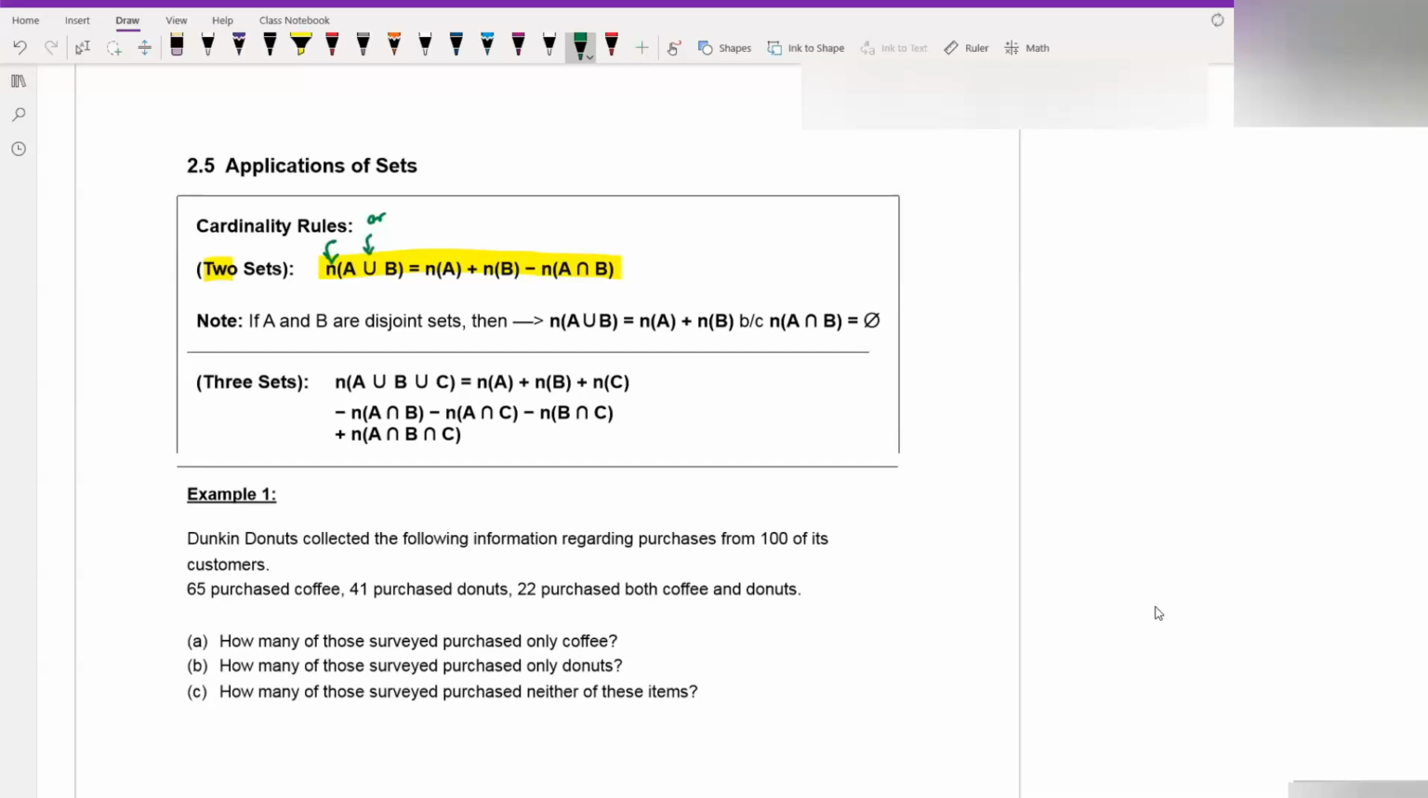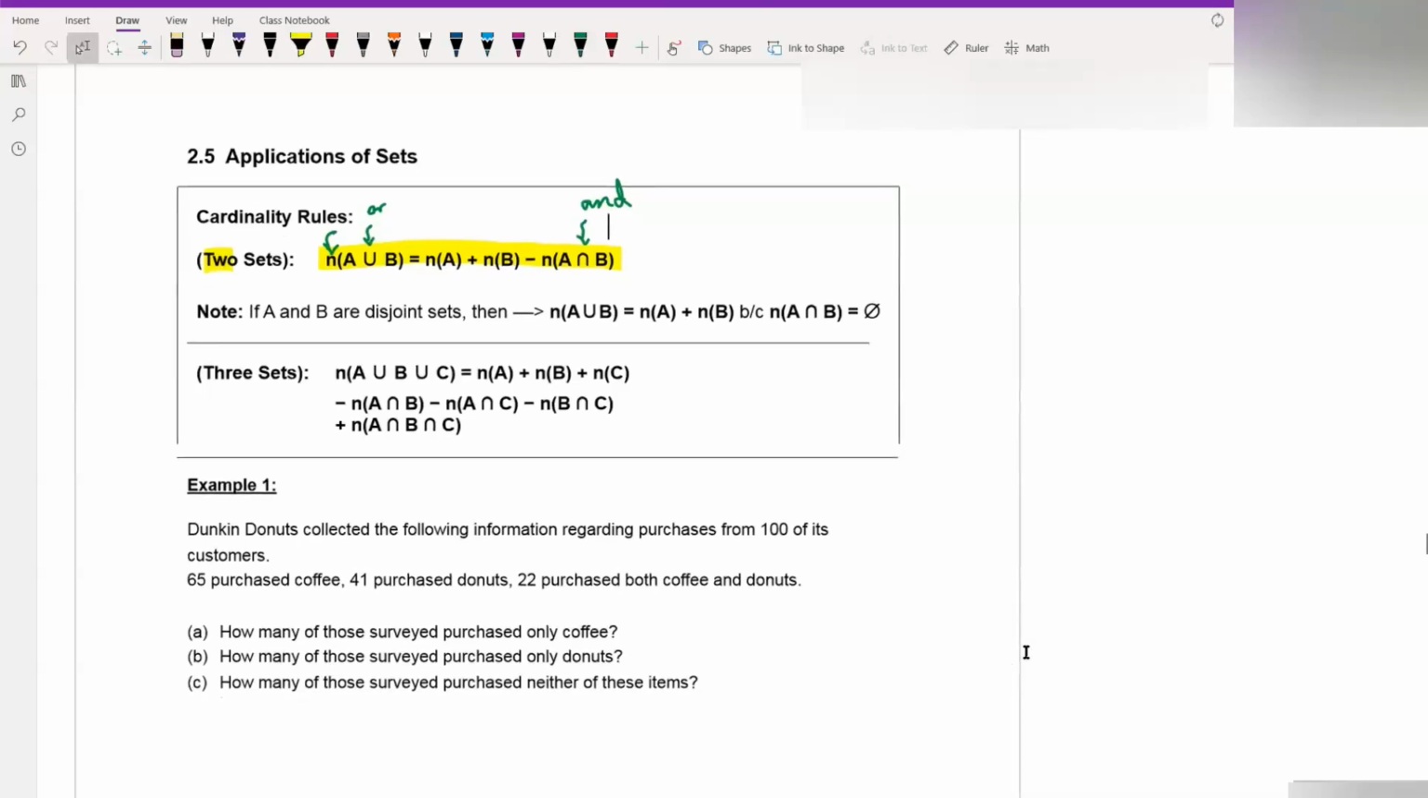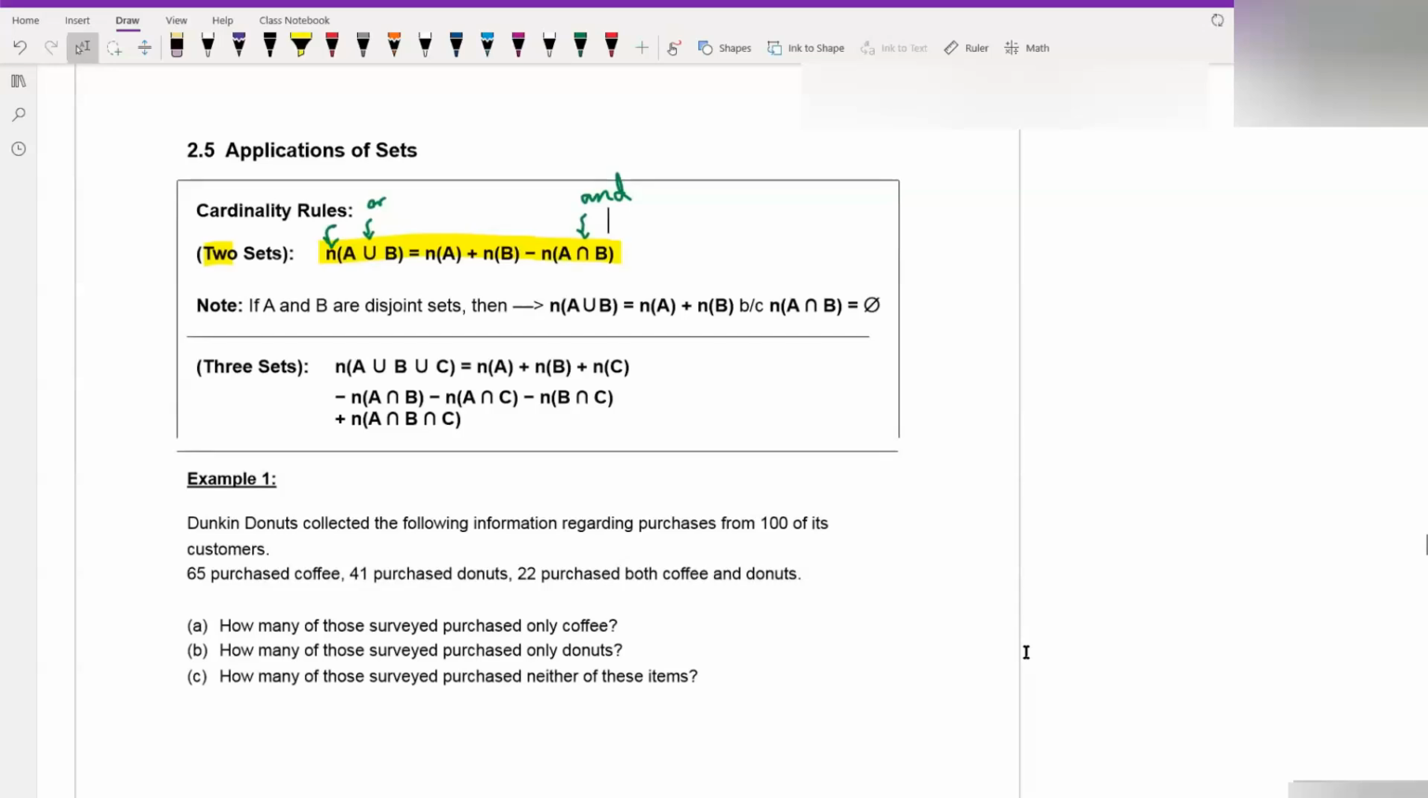That is equal to the number of elements inside A plus what you have inside B, minus, subtract those members that are in common between A and B. When you have disjoint sets, meaning you don't have any members in common between 2 sets, in that case, the number of elements that are inside A and B is the empty set. We don't have anything on that part when you have disjoint sets.